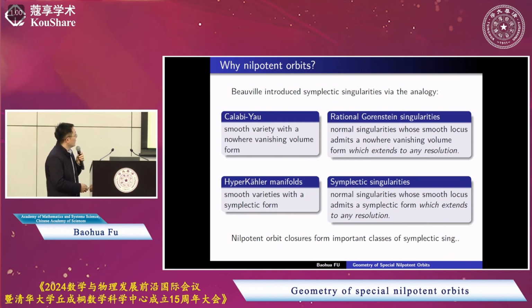And then the relation with our nilpotent orbit closure is in fact there are two classes of symplectic singularities. Two basic examples. One is a finite quotient, C^2n quotient by a finite group. And the other is given by these nilpotent orbit closures. These are important examples of symplectic singularities. Of course, these nilpotent orbits are important in representation theory.